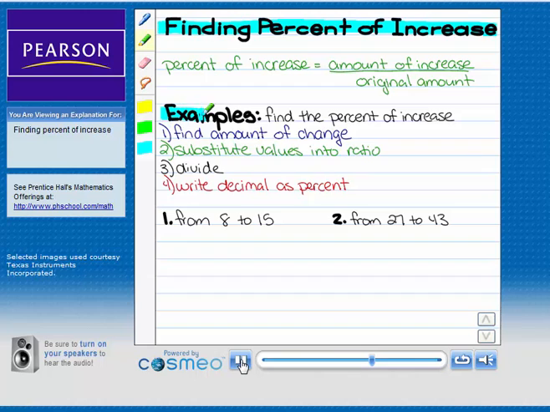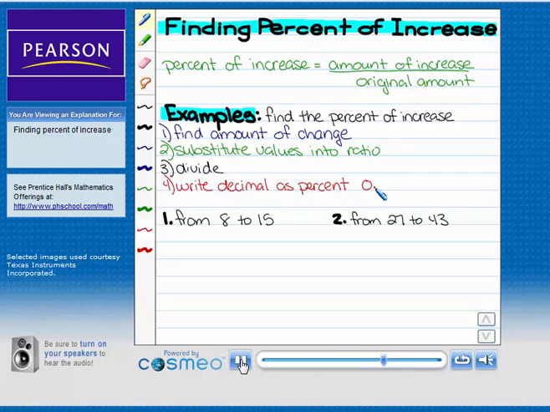Let's go ahead and take a look at our examples. We're going to find the percent of increase from 8 to 15 and from 27 to 43. The first one we're going to do is find that amount of change, which again is the difference between the two numbers. Then we're going to substitute the values into the ratio. The ratio here is the amount of increase over the original amount. Then we divide, and then we're going to write the decimal as a percent.